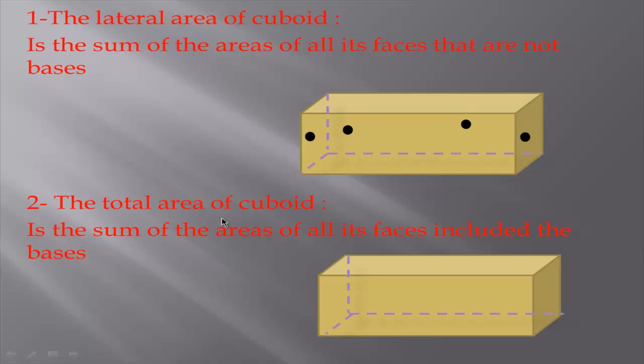Now, the total area of the cuboid means the sum of the areas of all its faces, including the bases. So here I have 6 faces: the first one, the second one, the third, the fourth, and the 2 bases. So it's all 6 faces.